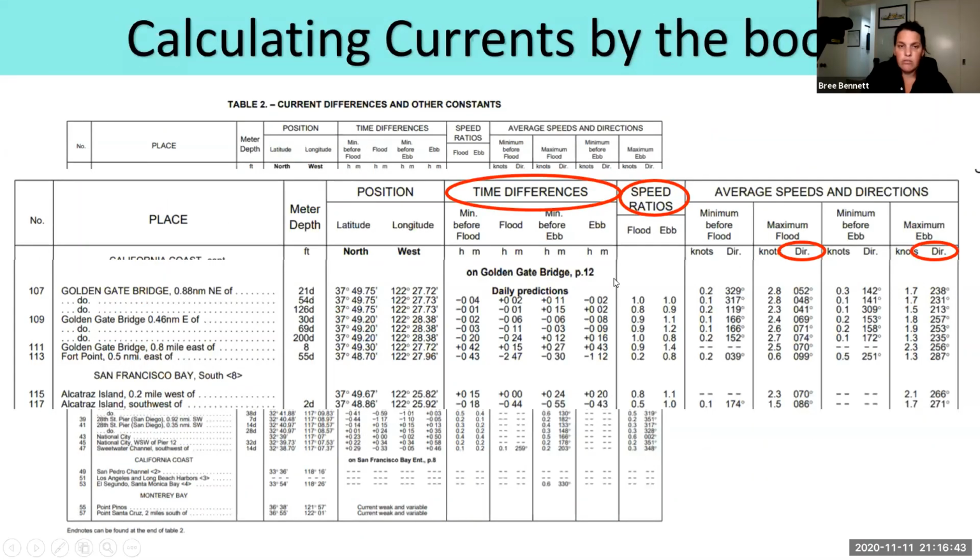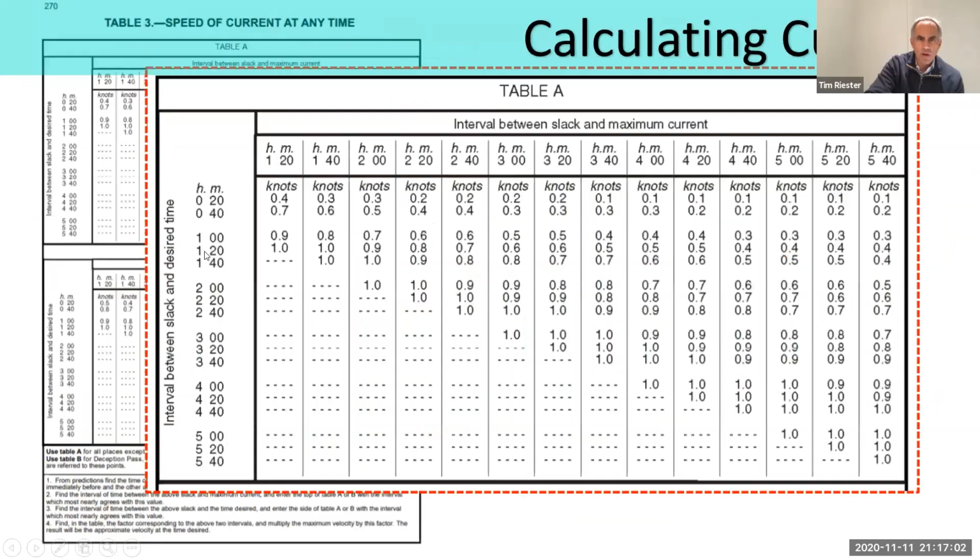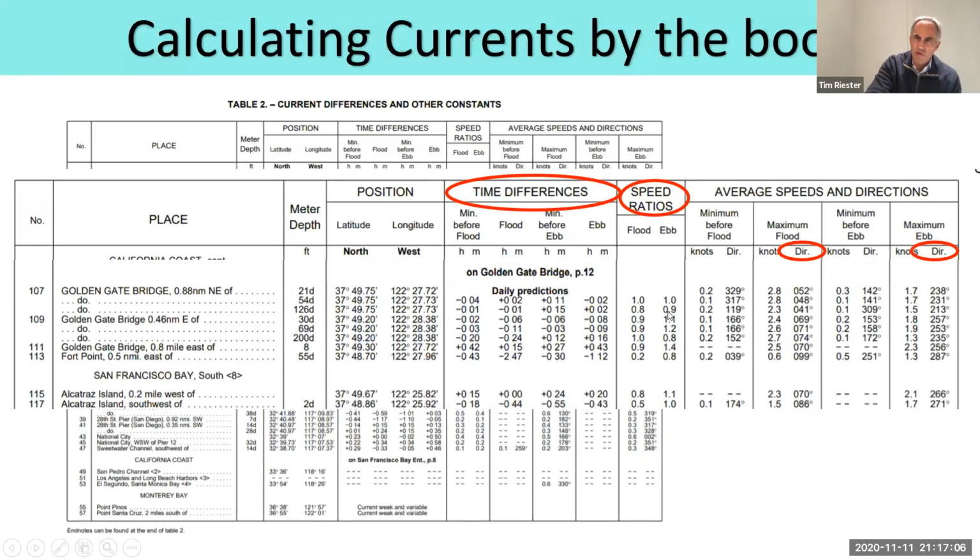Okay, so any questions on that? On our table 1 and 2 of the current book? It's similar but different to the tide table. Hey, Bree. Yes? So the speed ratio should be multiplied by the drift? Yes. Okay. Just making sure I noted that properly. Thank you. Yep.